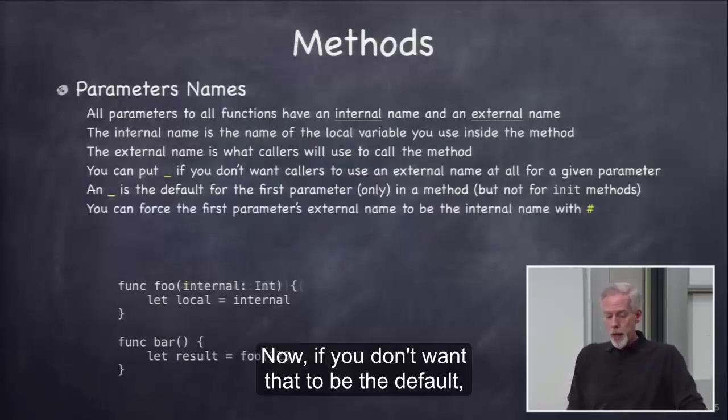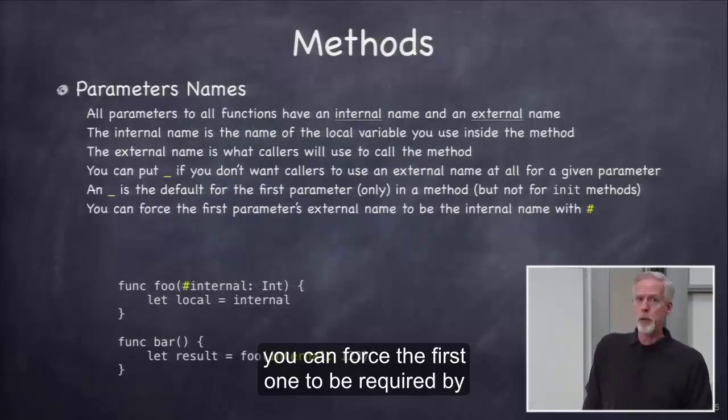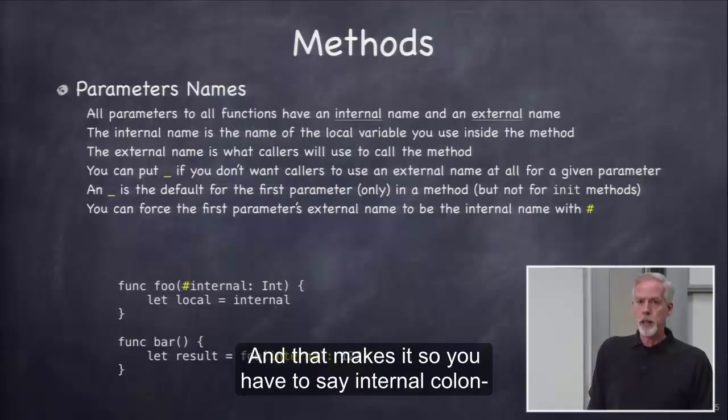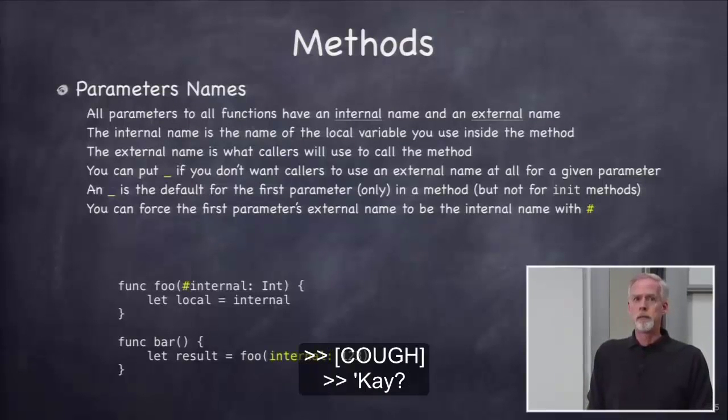Now, if you don't want that to be the default, you can force the first one to be required by putting a pound sign there, a little hashtag. Okay? And that makes it so you have to say internal colon. Okay?